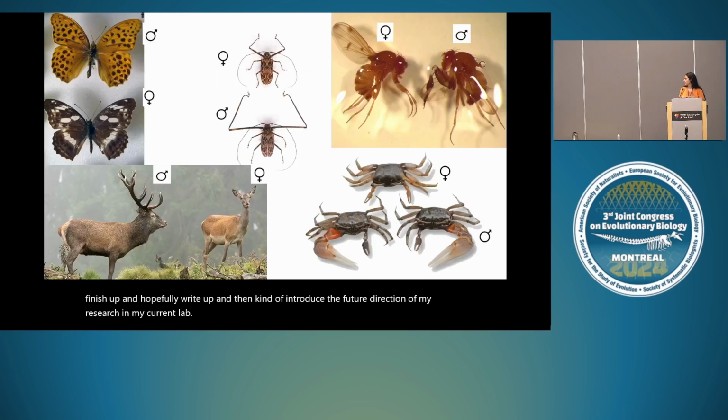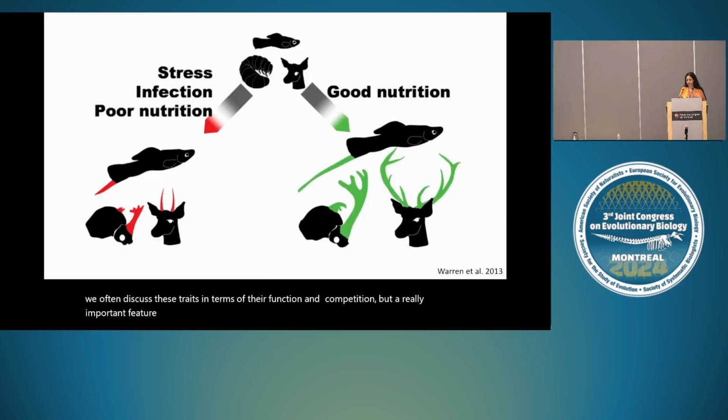And so sexual dimorphism is a really common trait observed across the animal kingdom. And we often discuss these traits in terms of their function in inter- and intrasexual competition. But a really important feature of these traits is that they're actually incredibly nutritionally plastic, meaning that individuals that develop under really high nutritional conditions can evolve these really enlarged, exaggerated traits, whereas individuals who are reared under some form of genetic or environmental stress or poor nutritional conditions will not.